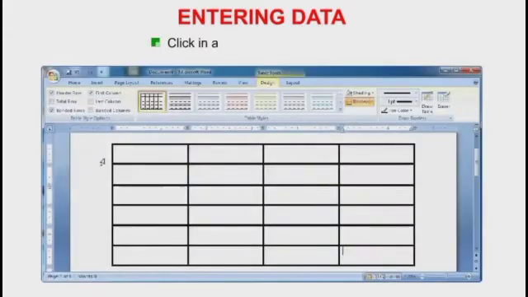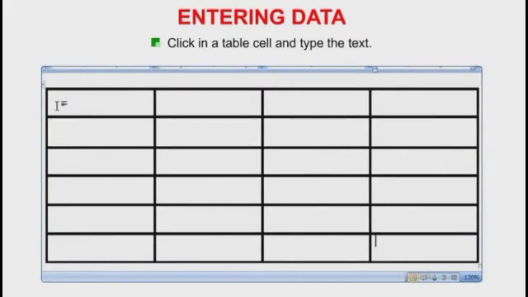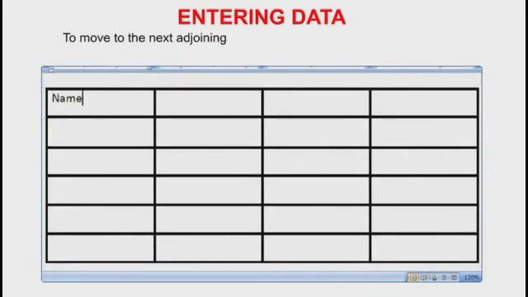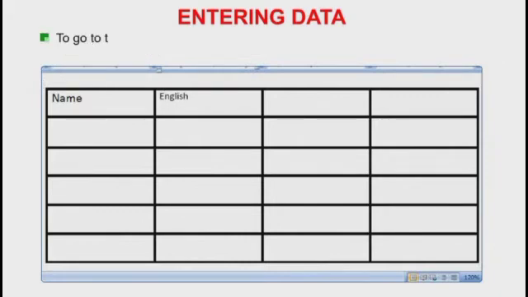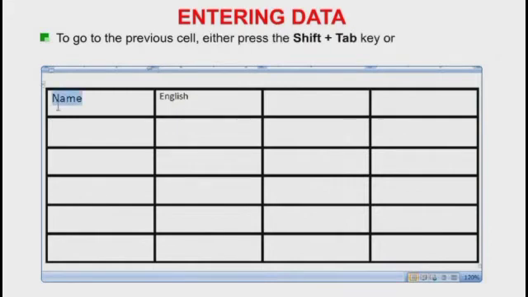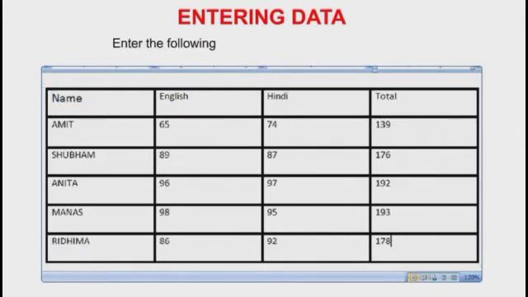Entering data. Click in a table cell and type the text. To move to the next adjacent cell, either press the Tab key or press the right arrow key. To go to the previous cell, either press the Shift plus Tab keys or the left arrow key. Enter the following data in the table as shown in the figure.